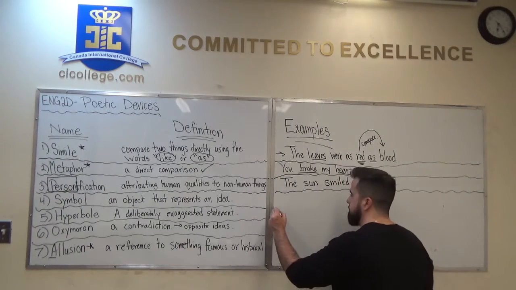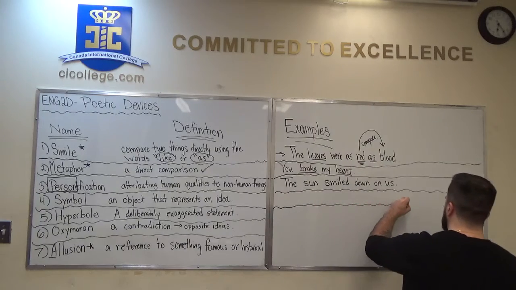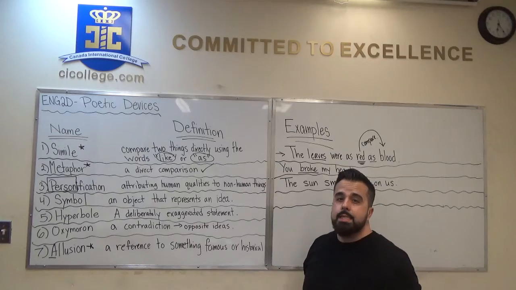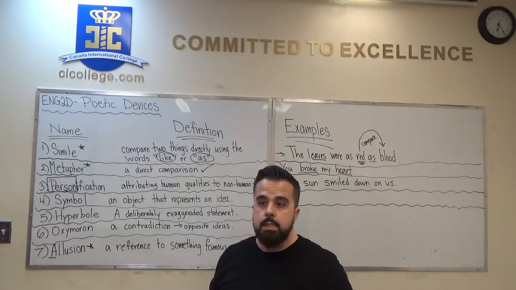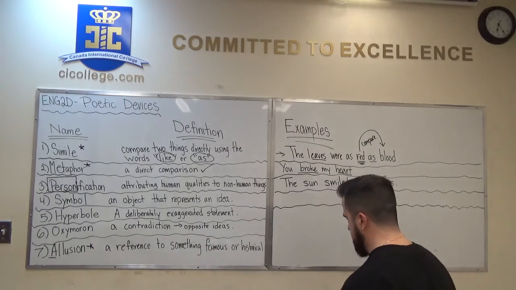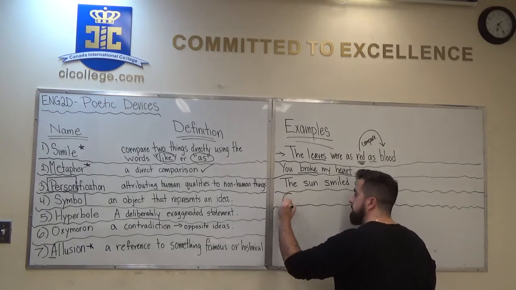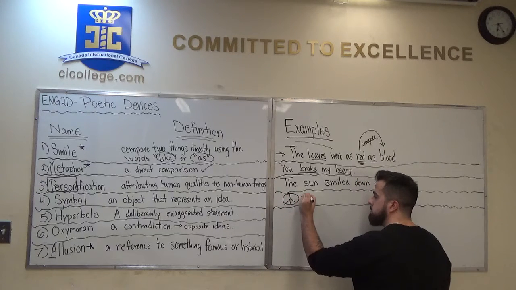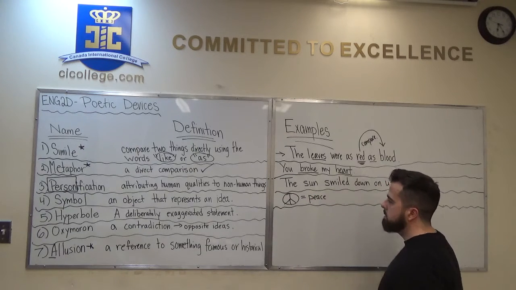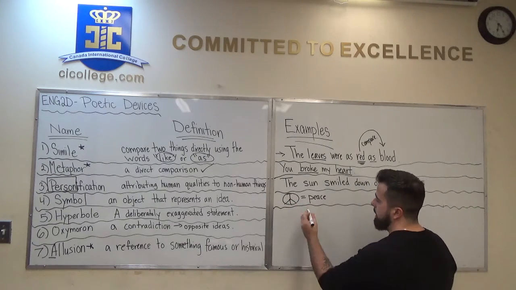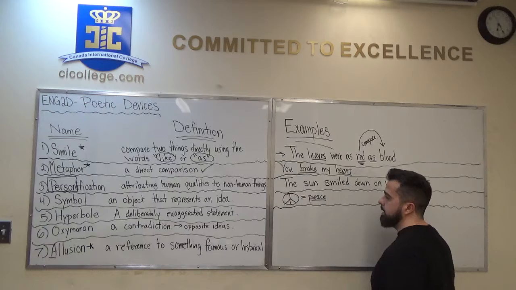Alright, next up, a symbol. A symbol is an object that represents something else, a different idea. It's not just what it is, it's what it means. So what's an example of a symbol? Well, have you ever seen this symbol before? This is the peace sign. When we see this symbol, it means peace, right? It just looks like a circle with 3 lines, but it's recognized as a meaning of peace.